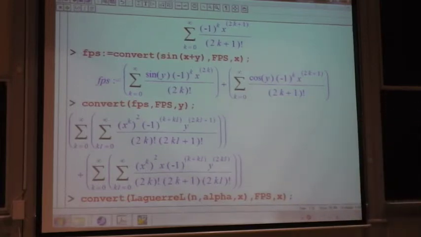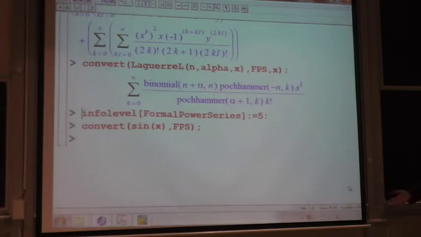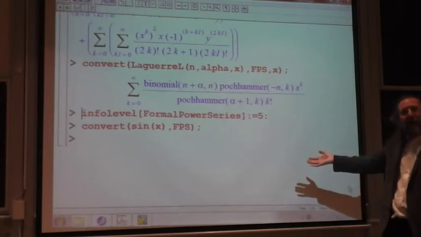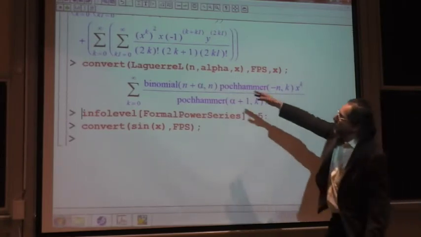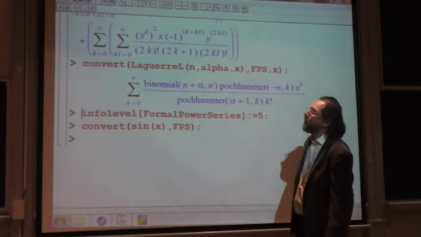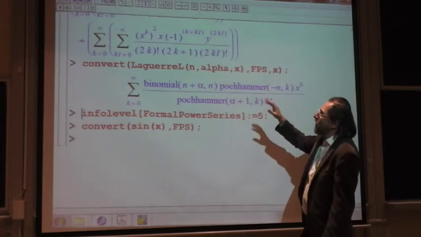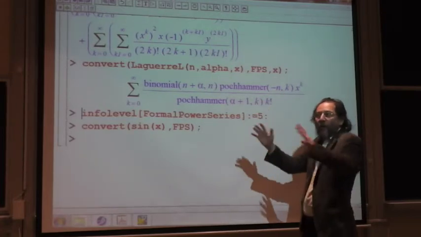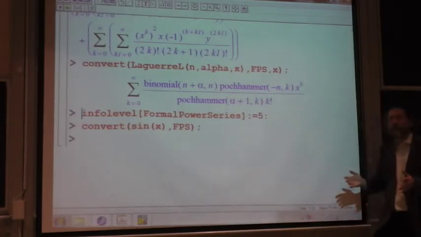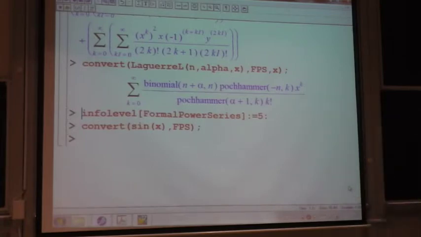You're absolutely right. So now, assume we convert the Laguerre polynomial to a formal power series. This works as well. You get now again the Laguerre power series, of course, with the Pochhammer symbols because they disappear here in a natural way. So this package deals with all kinds of orthogonal polynomials and special functions as well that can be dealt with here.